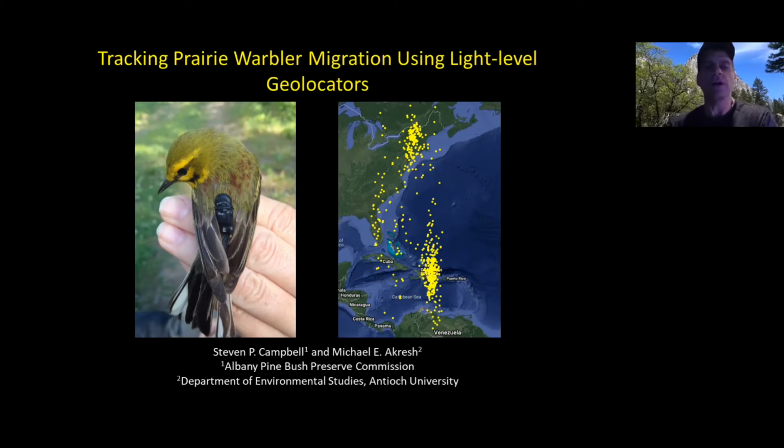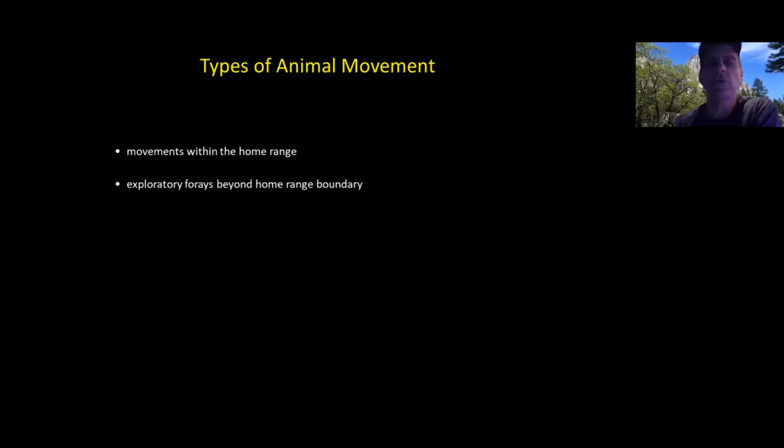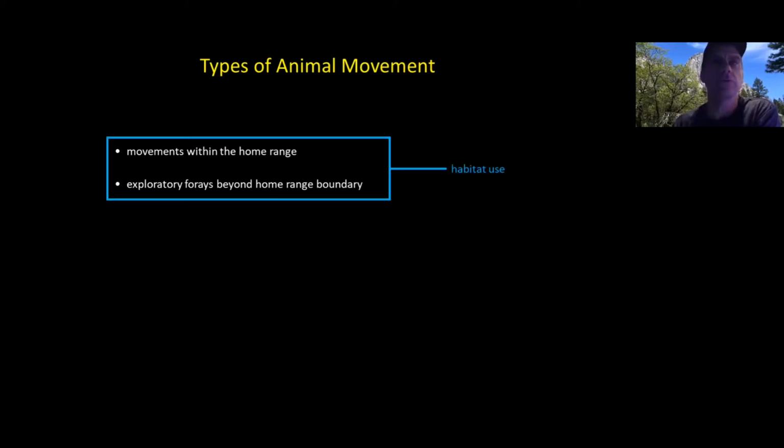Okay, well, before I get into the specifics of the study, I want to just take a moment and provide some context about migration, why animals do it, and why and how we study it. So I want to start very generally, and talk about the different types of animal movements. And I'm not talking here about flying or slithering or crawling, swimming or running. I'm talking about how they use the environment to meet their needs. So there are movements within their home range, as well as some exploratory forays beyond their home range boundaries. These movements are typically what we think of when we're talking about habitat use.